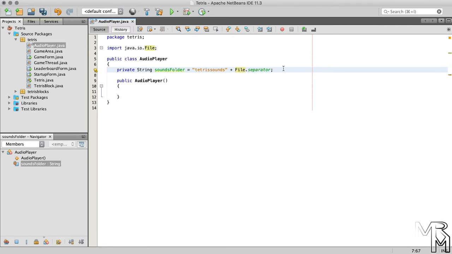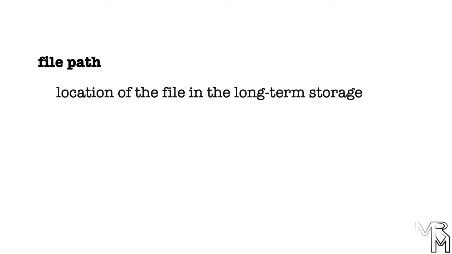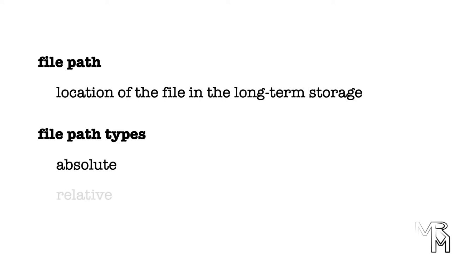Before we move on, let's talk a bit about file paths. We've used them a couple times throughout this video series, but never really talked about them. So a file path is just that, the path to a file in the long-term storage. In a way, a file path is similar to an object reference. To locate an object in the short-term memory, we need to know its reference. To locate a file in the long-term storage, we need to know its path. There are two types of file paths, absolute and relative.